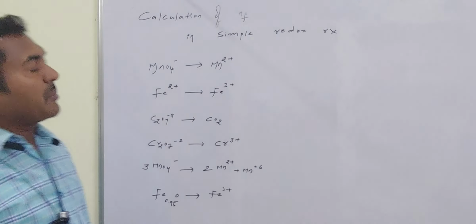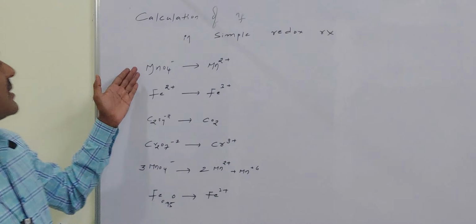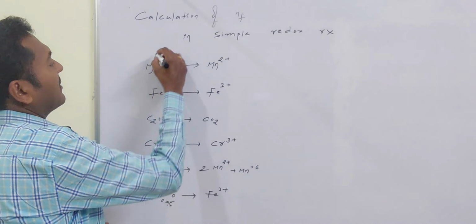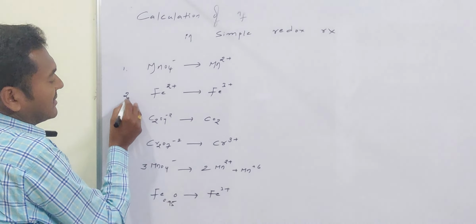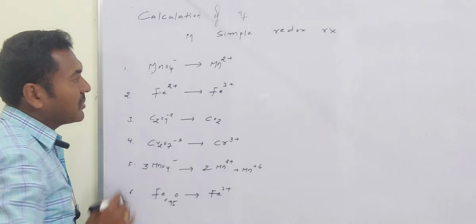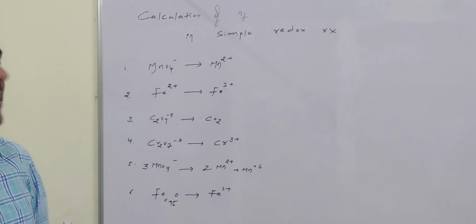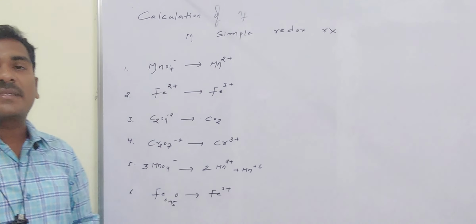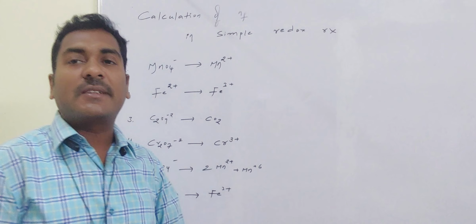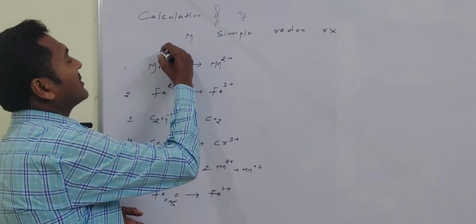Here are some components related to a simple redox reaction, where the component is MnO4 minus, in which manganese maintains +7 as its oxidation state. This +7 oxidation state compound is converted to Mn2 plus. This is a reduction, where this component is participating in the reduction. It is reducing its oxidation number from +7 to +2.